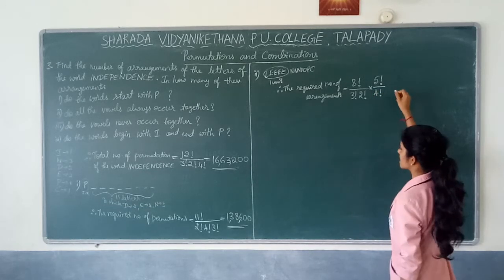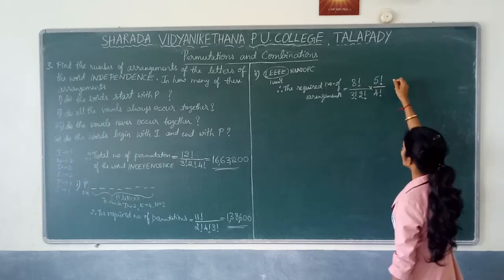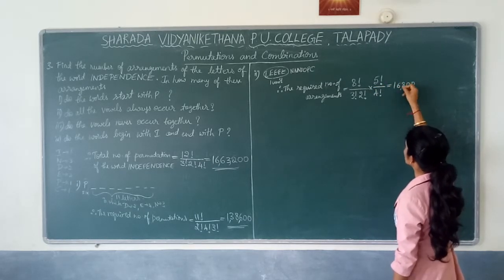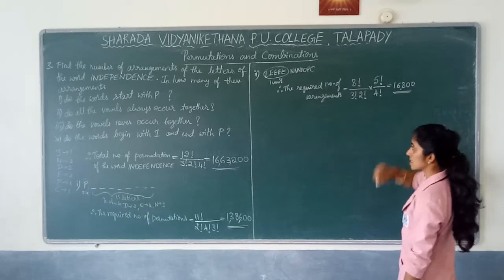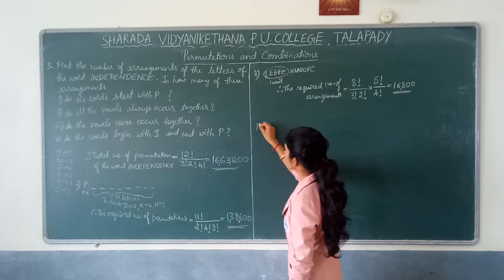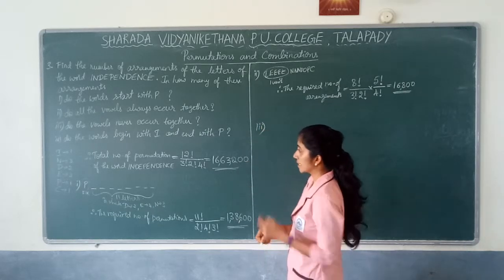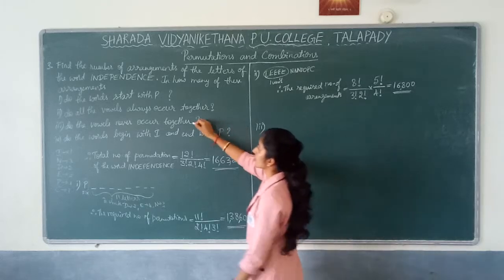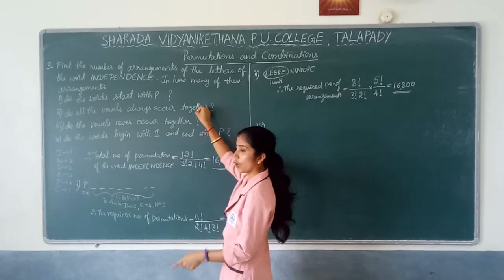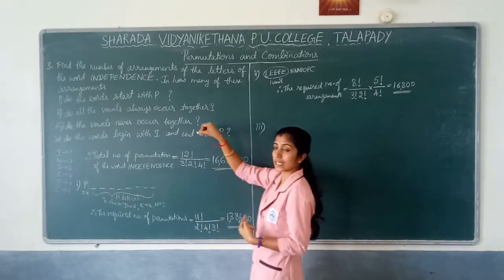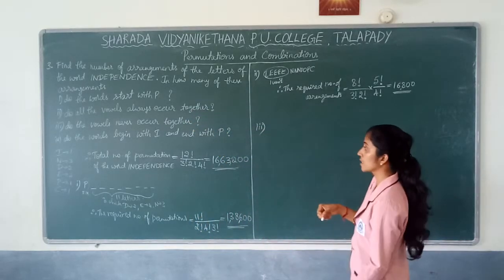Okay, simplify this, you will get the answer as 16,800. Okay, simplify and try to get this answer. Clear? So next we will go to the third sub question, that is, do the vowels never occur together? See, what is the difference between this? These two are exactly opposite to each other, right? Here vowels are occurring together, but here vowels are never occurring together, right?